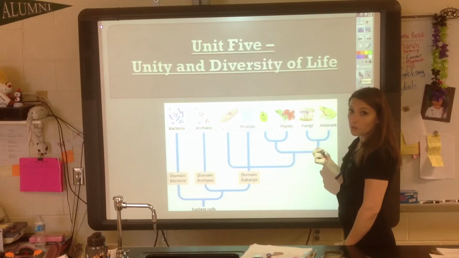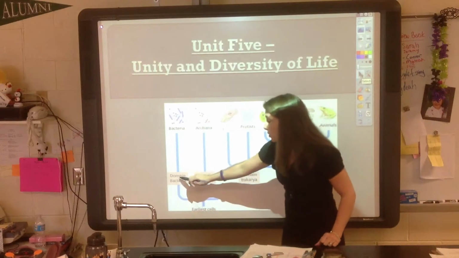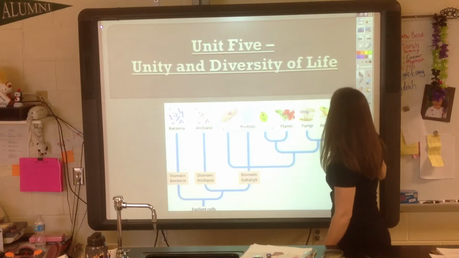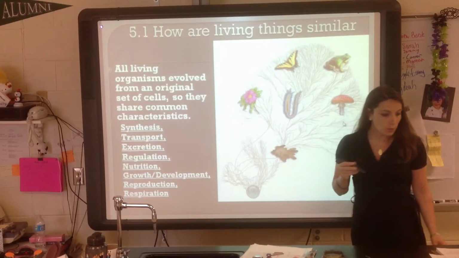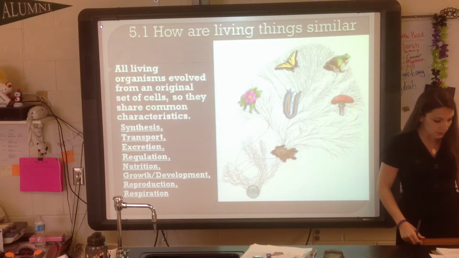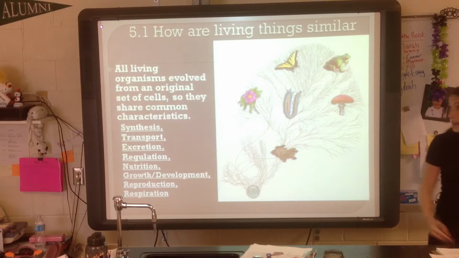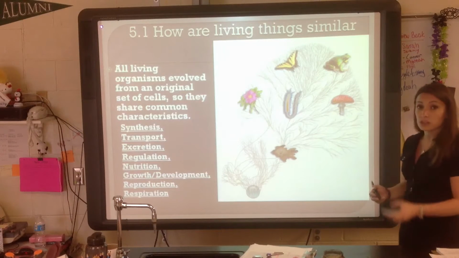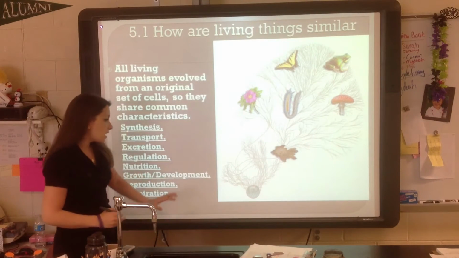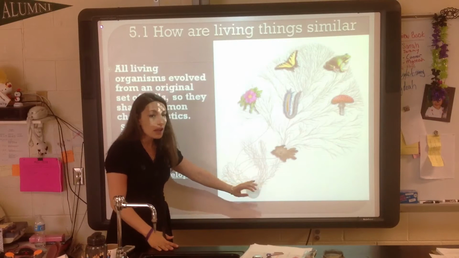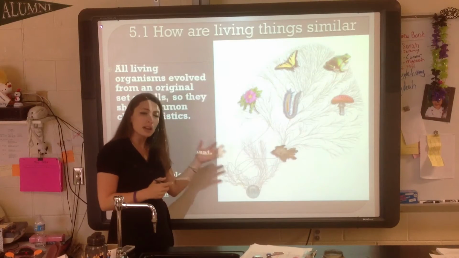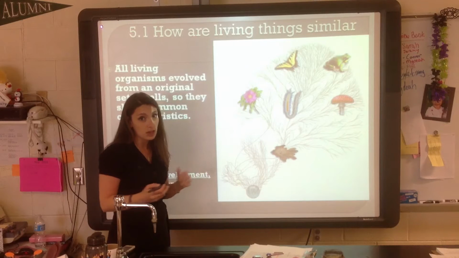If you remember from section 4.3, we have the term domain that you see here in the picture, but then the domains are divided up into kingdoms. So when we look at how all living things are similar, we see that all living organisms descended from a common set of cells, and so therefore they share common characteristics. And so we've been talking about this idea of the very first cells that formed, and how those first cells mutated and became different types of living things over really long periods of time and many, many generations.